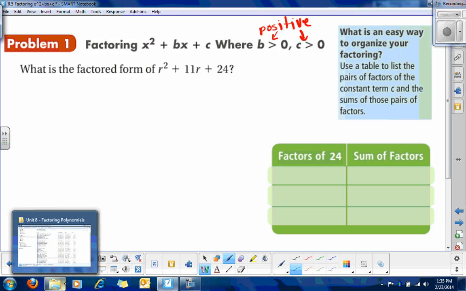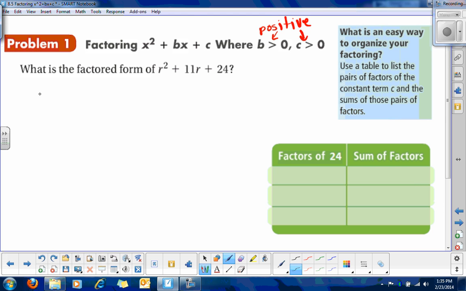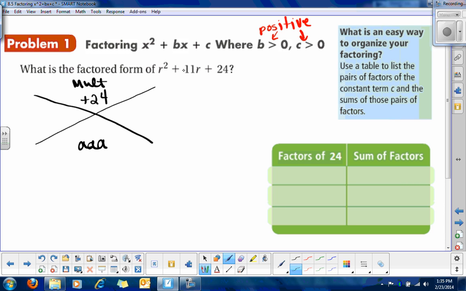Okay, now it says here that when we are factoring, when we multiply, we want to get our c term. So that's going to be a positive 24. When we add, we want to get a positive 11. So what numbers can I multiply to get 24? Well, there's 1 times 24. There's 2 times 12. And there's 3 times 8.